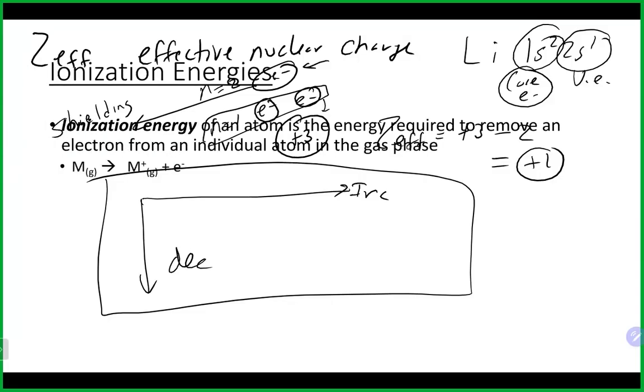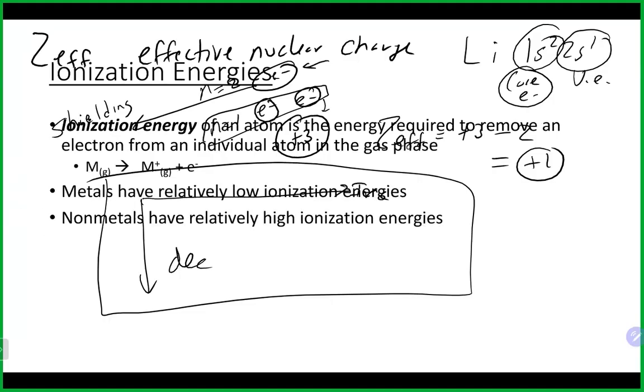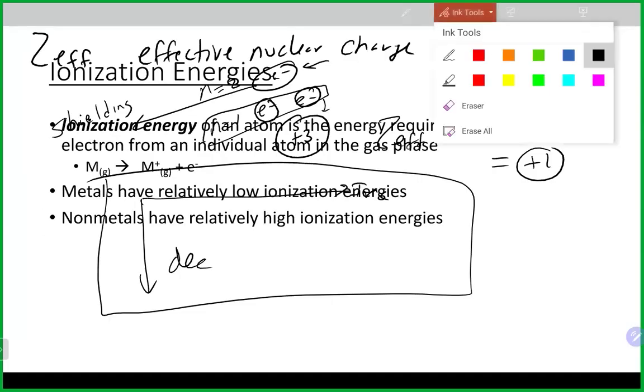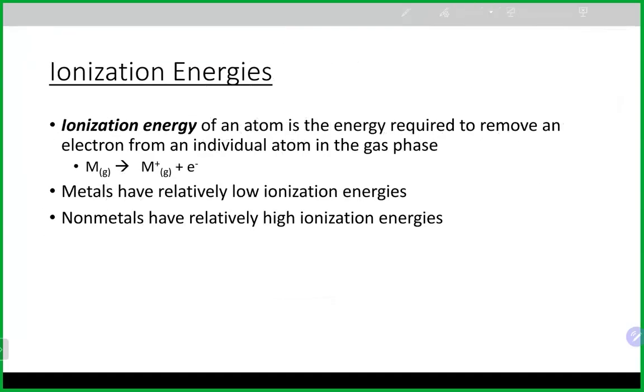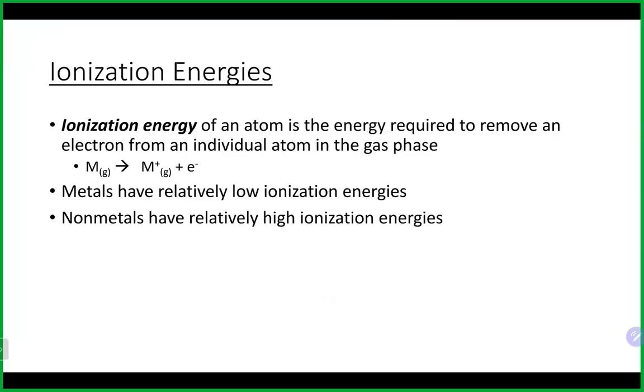Another important trend is ionization energy, which clearly I scribbled all over. So we'll get rid of that. Ionization energy is the energy required to remove an electron. And by the way, electrons actually do come off one at a time. So they don't all just drop off at once.